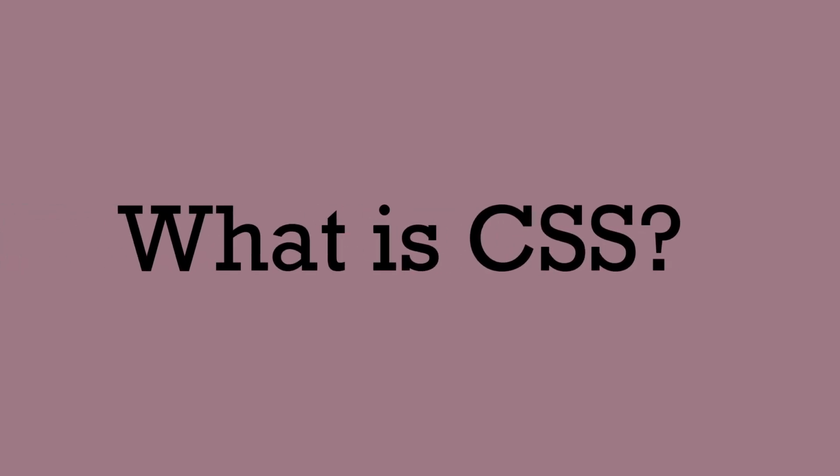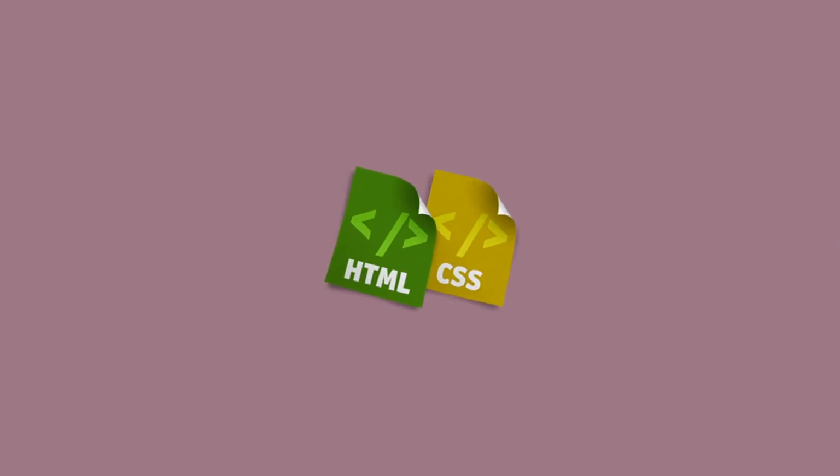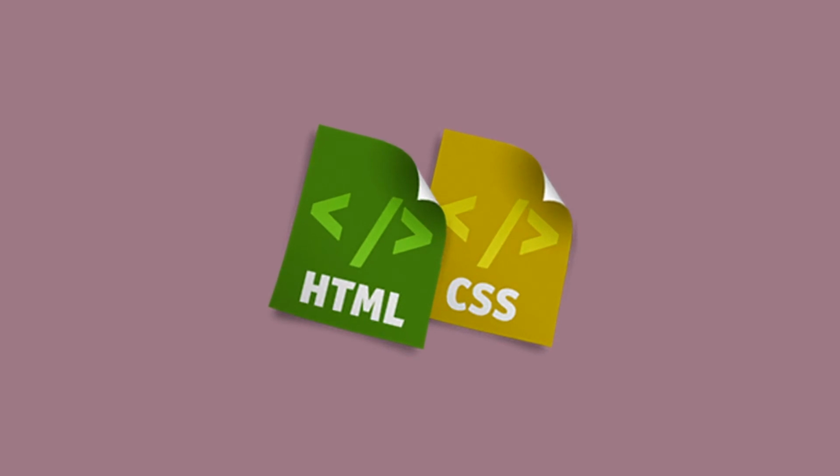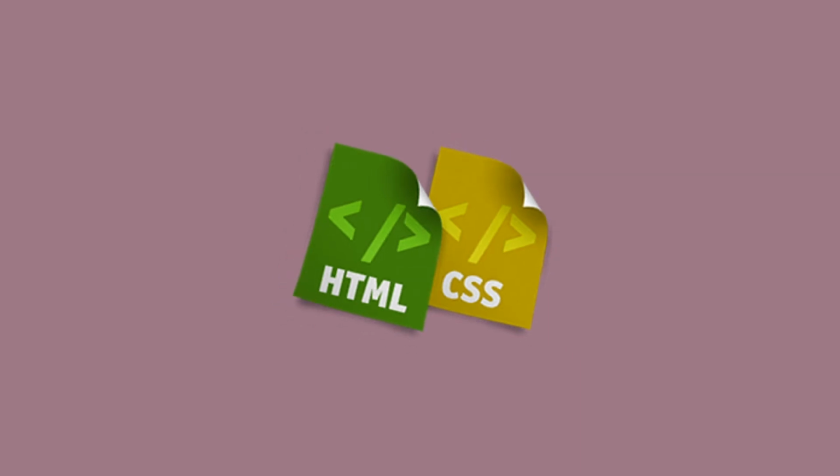So what is CSS? CSS is the language used to style an HTML document. CSS is a separate language from HTML. It is a rule-based language with its own syntax, or way of typing the code. It describes how the HTML should be displayed. It's what will make our web pages more attractive.